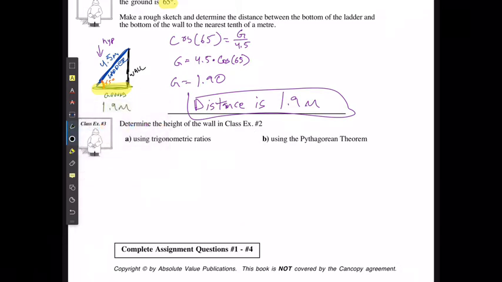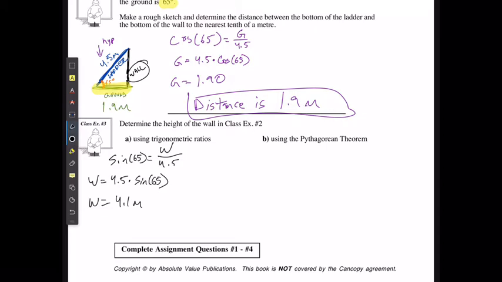Well, if I'm doing it using trig ratios, then I know my hypotenuse, and in this case I'm trying to solve my opposite. So I'm going to go back to sine of 65 is going to equal the length of the wall divided by the hypotenuse of 4.5. The wall is going to equal 4.5 times sine of 65, or the wall going all the way up to the top is going to be 4.1 meters.